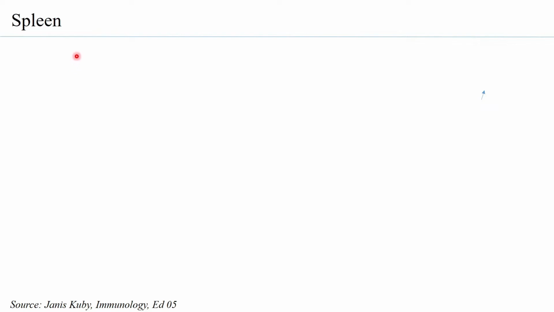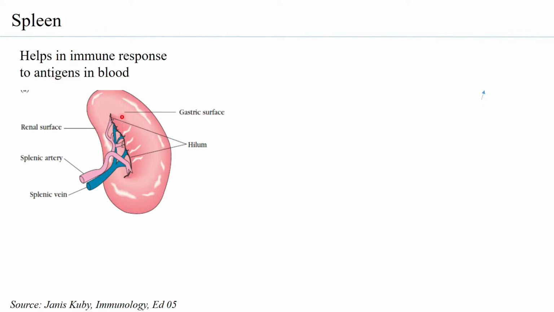Now let us come to the next secondary lymphoid organ, which is the spleen. The spleen helps in immune response to antigens that are present in blood. So lymph looked at antigens that are present in the tissue spaces, while the spleen is looking at an immune response to antigens that come from the blood or are present in the blood. Now, the spleen per se is again a bean-shaped structure, and you can see that this is present basically in the higher abdominal area, and you have a splenic artery and a splenic vein.